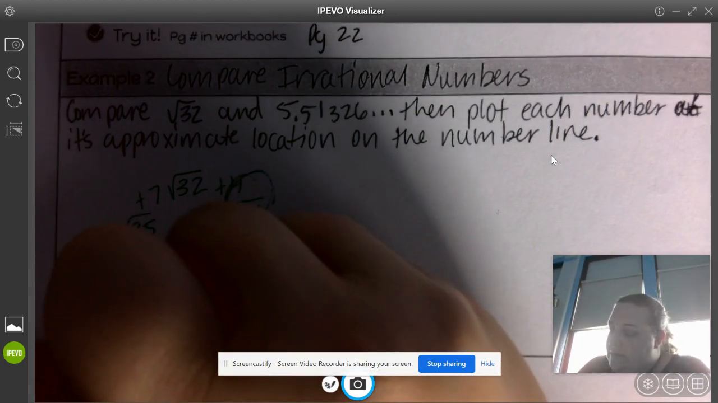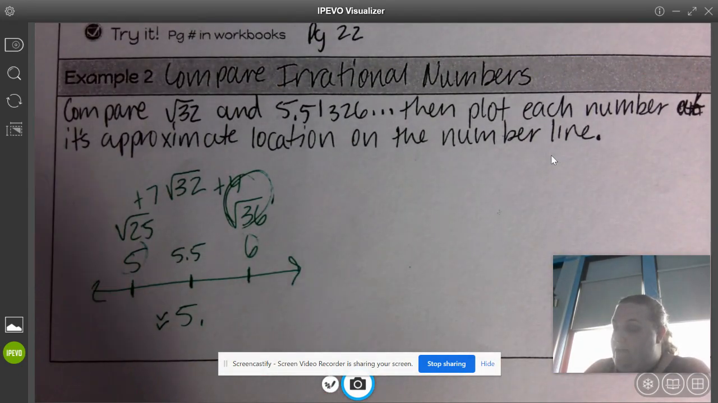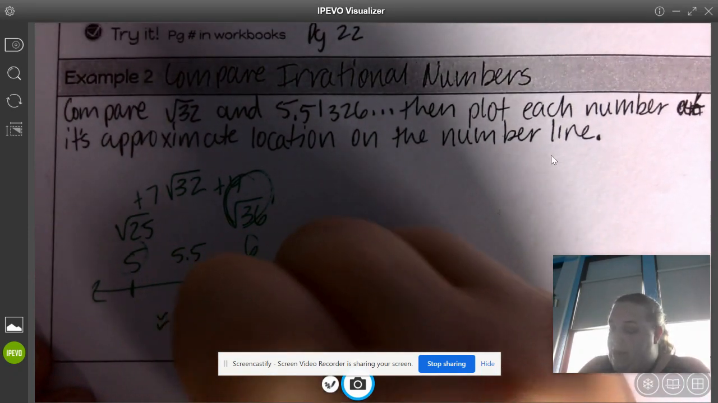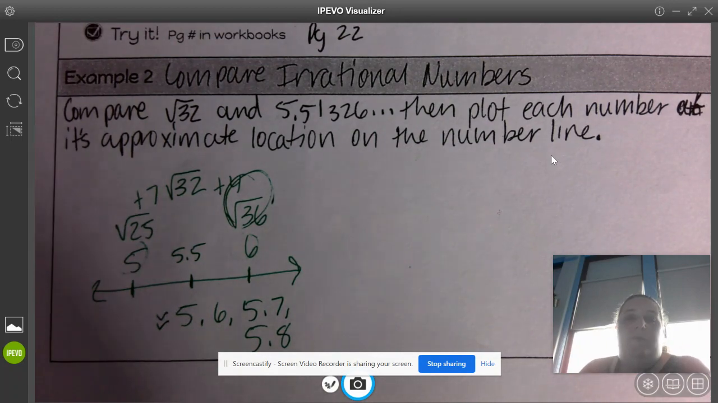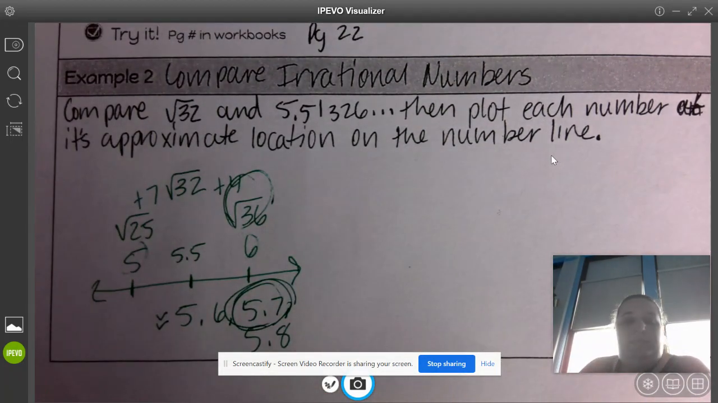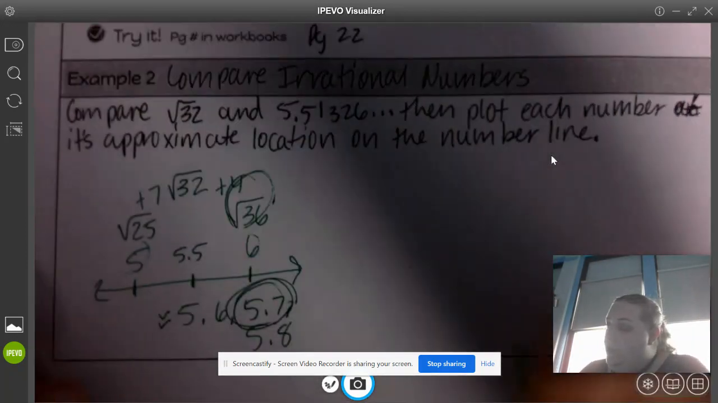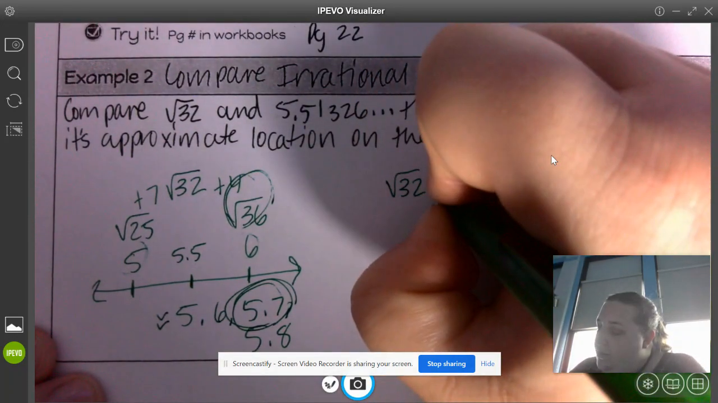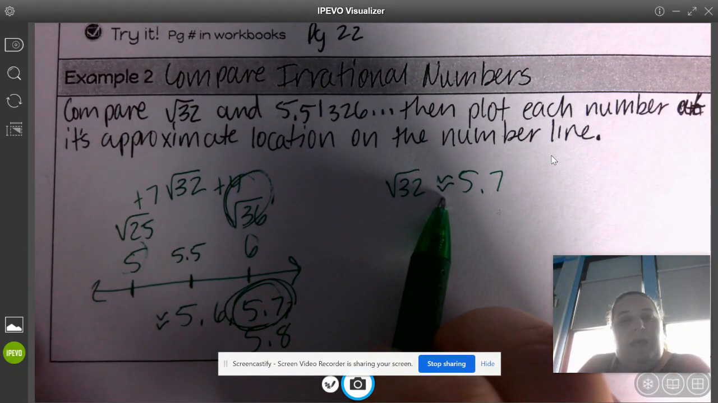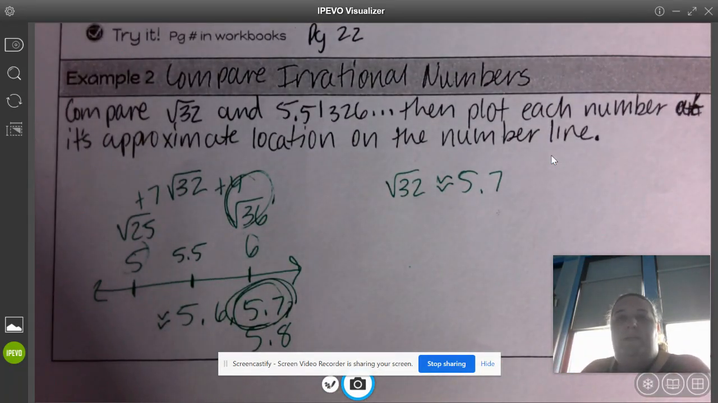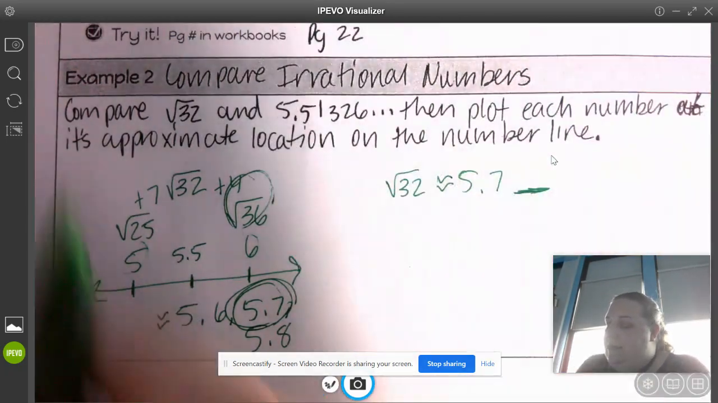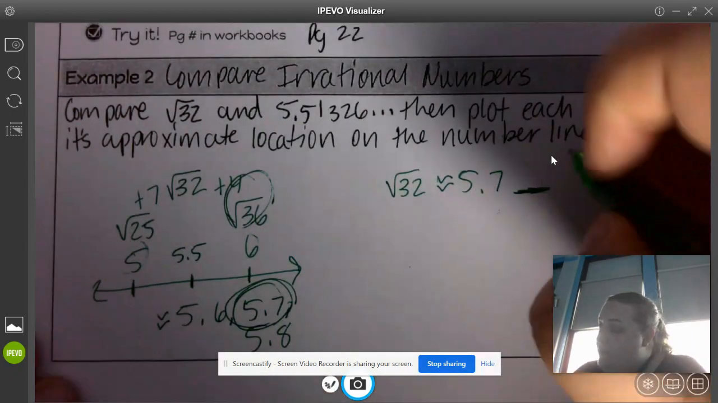So some approximations might be 5.6, 5.7, maybe even 5.8. Any of those three would be acceptable. I believe, though, the closest is 5.7, so that's what we're going to use. So we estimated that the square root of 32 is about 5.7. Whenever you see an equal sign that looks like it has squiggly lines, it means an estimate or an approximation. So now that we know what it is, we need to compare them.